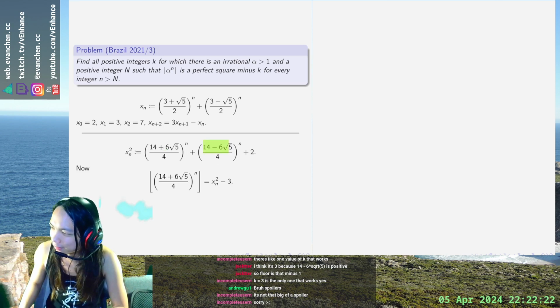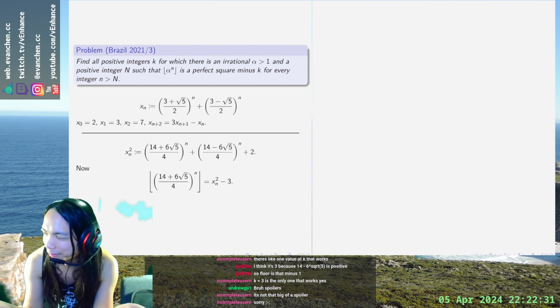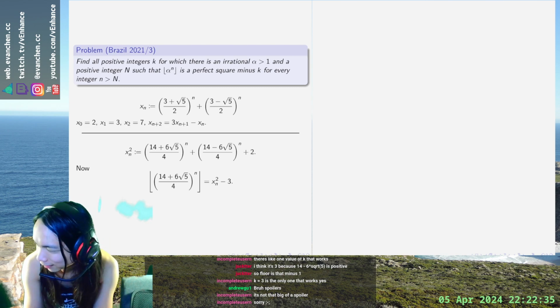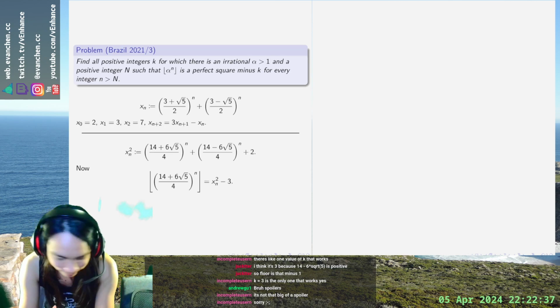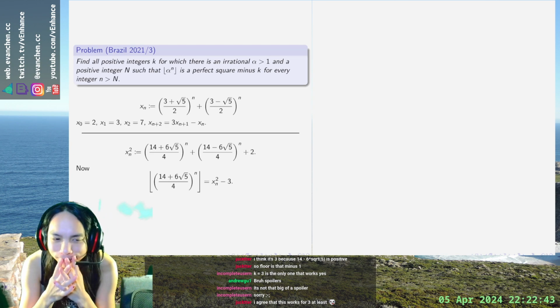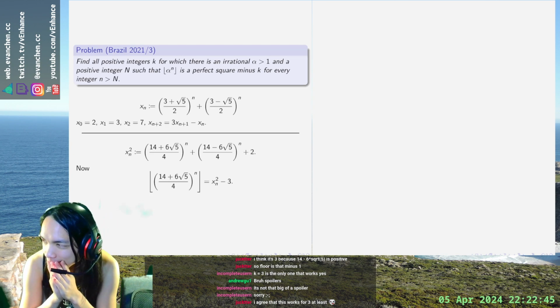This is greater than 0. Anyways, okay. Really? 3? Anyway, here's the random construction I came up with. It's a construction. That's so scary, though.